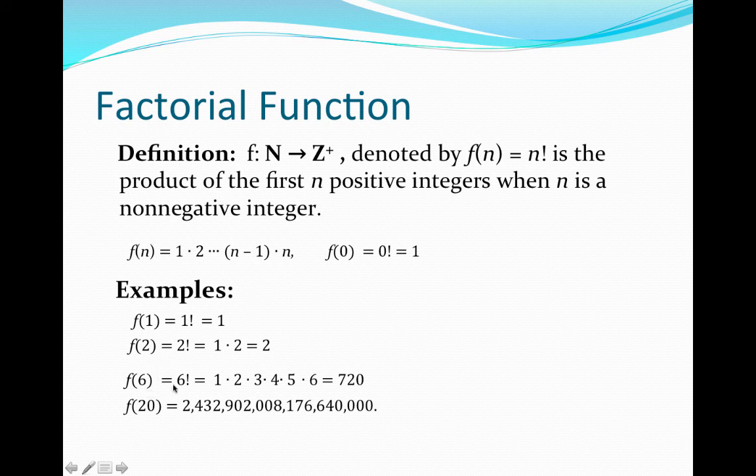So f of 6 is 6 factorial, which is 1 times 2 times 3 times 4 times 5 times 6, which is 720. Continuing on, then f of 20 would be 20 times 19 times 18, all the way down to multiplying by 1, and that turns out to be this large number. Okay, so hopefully you have a better understanding of functions and the various types of functions that we will be looking at, and we'll see applications of all of this within the class and throughout the course.